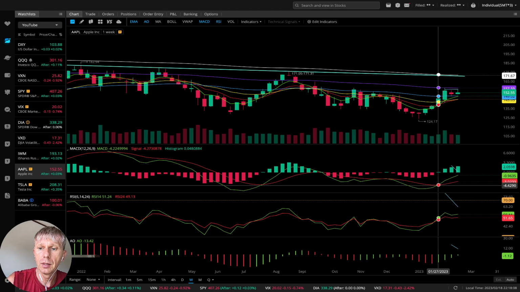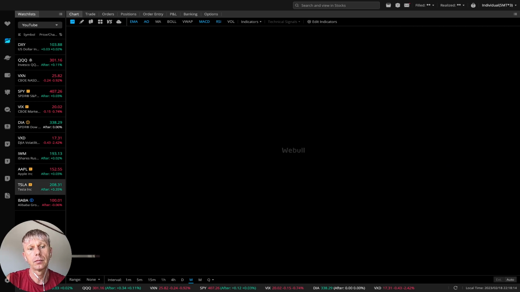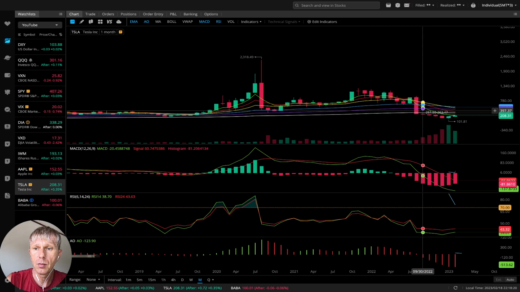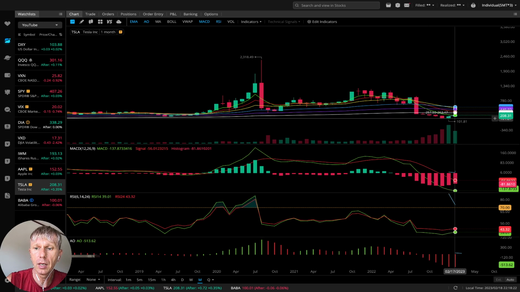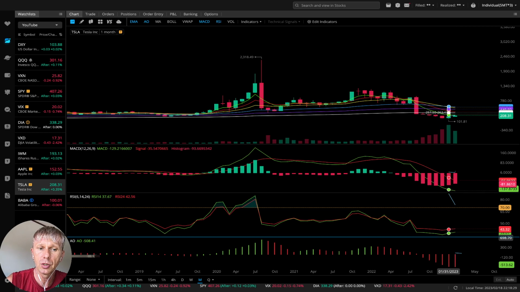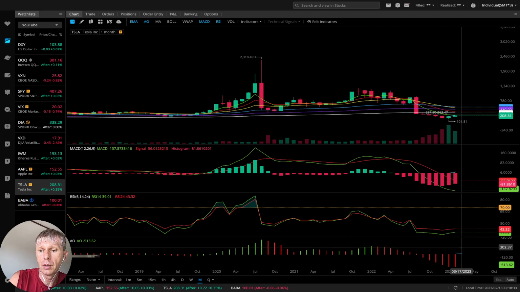Bullish trend on MACD, on RSI, and awesome oscillator. Let's move to Tesla. Tesla monthly. Tesla monthly bearish, bearish on all indicators. Last bar below all moving averages, below 200. MACD bearish, RSI bearish, awesome oscillator bearish, all indicators bearish.